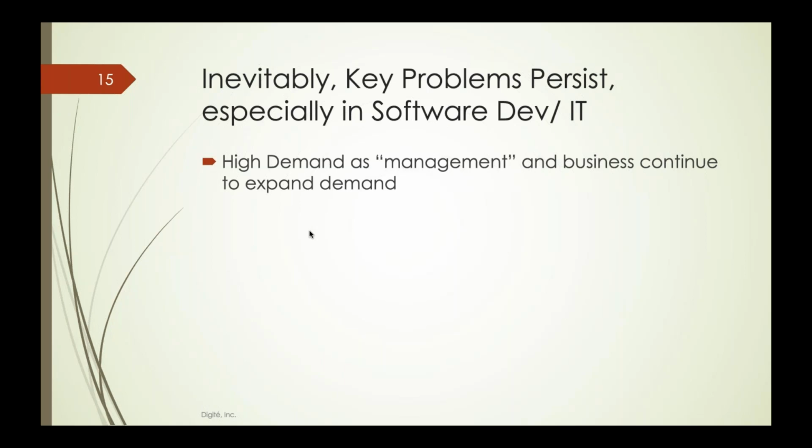So high demand, which is one of the biggest challenges that most software and IT teams face. We ourselves have the same challenge in terms of the number of things that we get requested to build in our products. That high demand continues to expand. So in spite of the implementation of WIP limits and controls, the overall demand on the team continues to expand. As a result, the backlog management practices suffer.